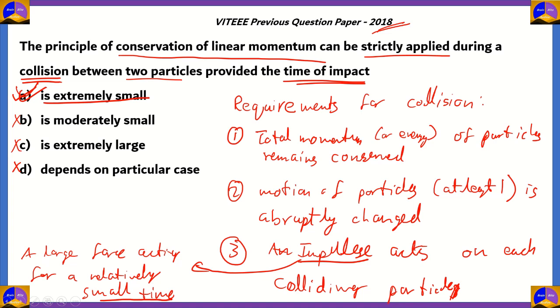The principle of conservation of linear momentum can be strictly applied during a collision between two particles, provided that the time of impact is extremely small. So this question was in fact a test on us understanding and applying the requirements for collision. So for collision, the total momentum has to be conserved, and therefore an impulse acts on each colliding particle. An impulse is a large force which acts for an extremely small period of time.